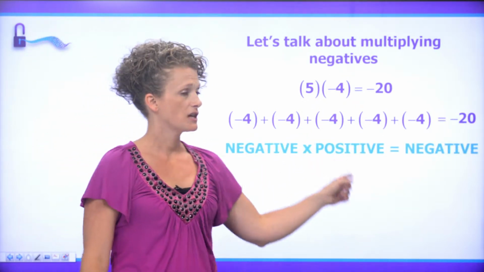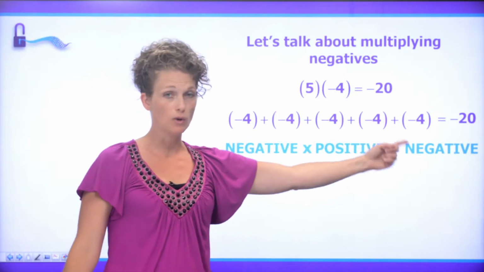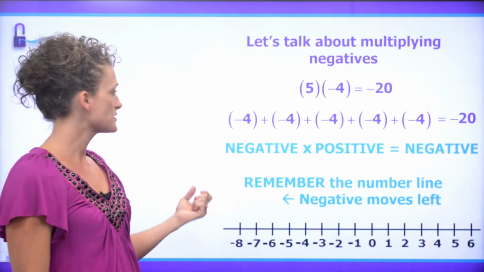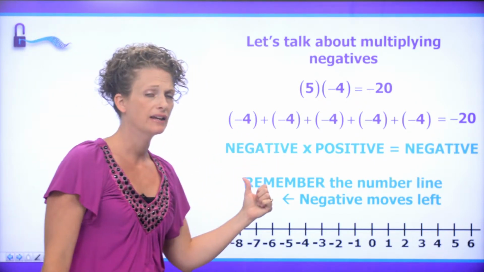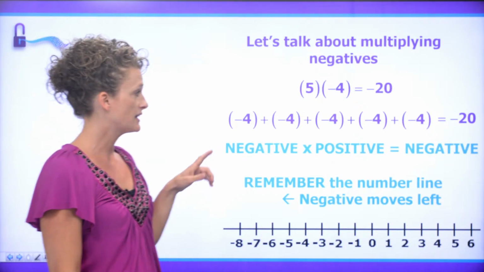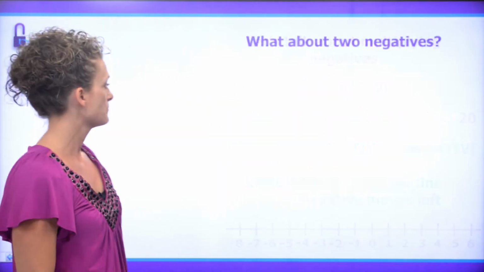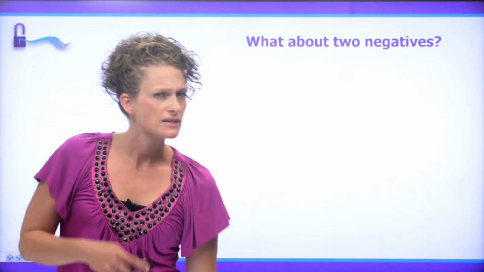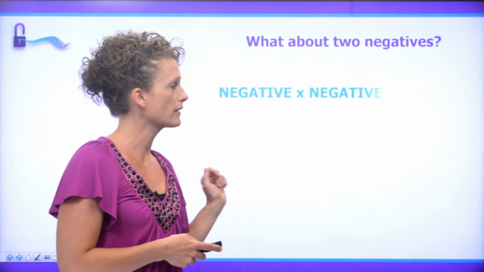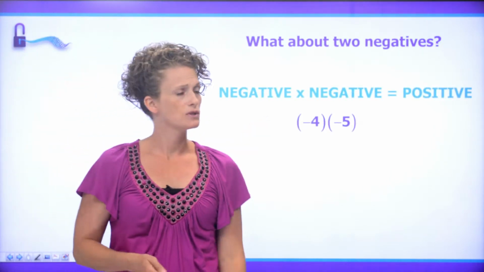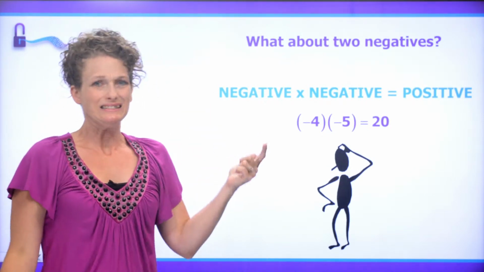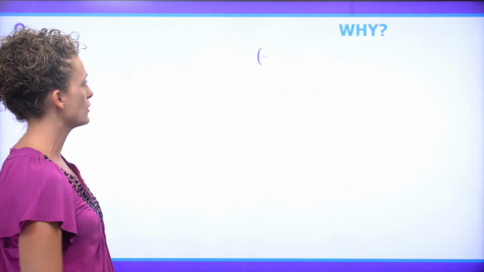Now, a negative times a positive equals a negative based on what we just did. And if you think about our number line, our negative numbers go to the left. So if I have negative 4 and then I'm going to add another negative 4, I'm going to keep going to the left until I end up at negative 20. Well, if a negative and a positive equals a negative, what if we have 2 negatives together? A negative times a negative equals a positive. So negative 4 times negative 5 equals 20. How is that possible? Well, let's talk about why.